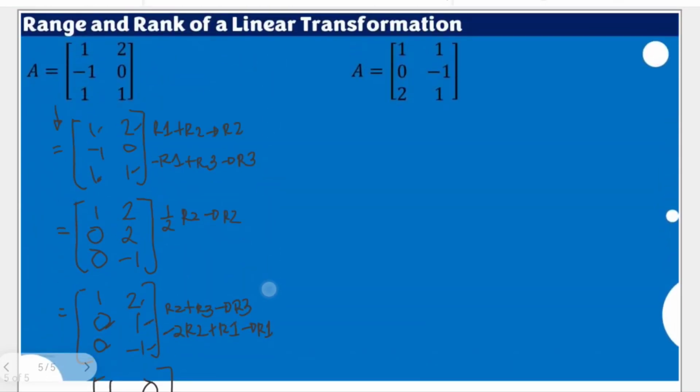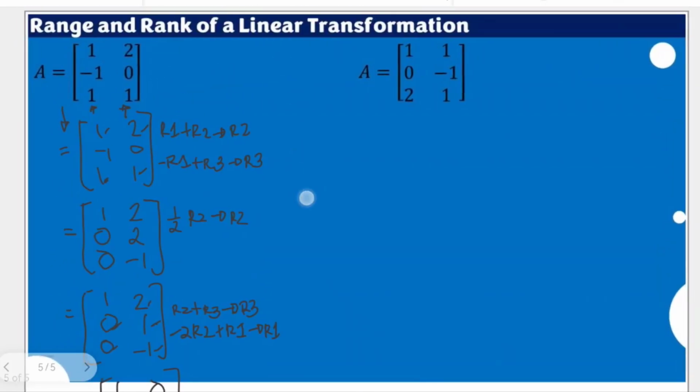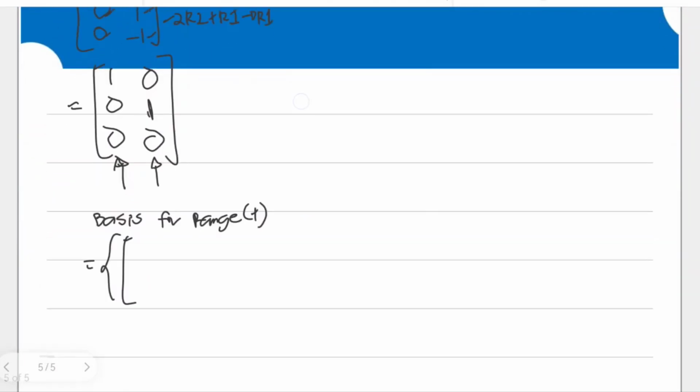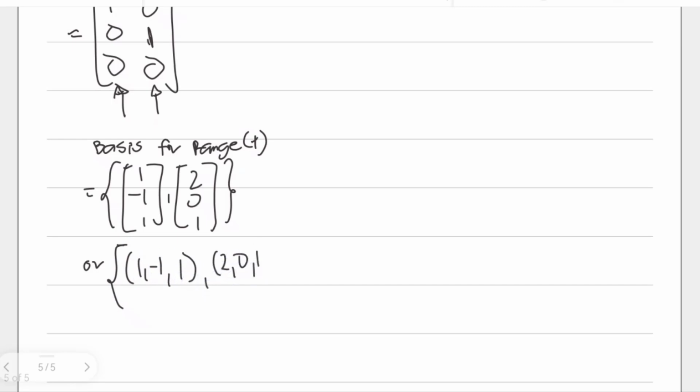In our initial matrix, these columns will now be part of our column space, which is again similar to the basis for the range of T. It's a set containing the two columns 1, -1, 1, and 2, 0, 1. So we have two elements here. Or you could also rewrite in this manner in vector form: 1, -1, 1, and then we have 2, 0, and 1. So these two are both acceptable.